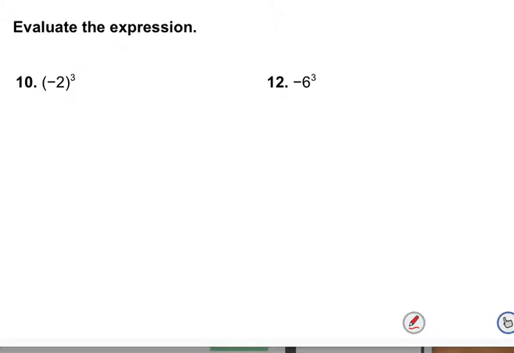Evaluate. We ought to be getting pretty quick here. What's it telling me to multiply? That's what it's saying to multiply.